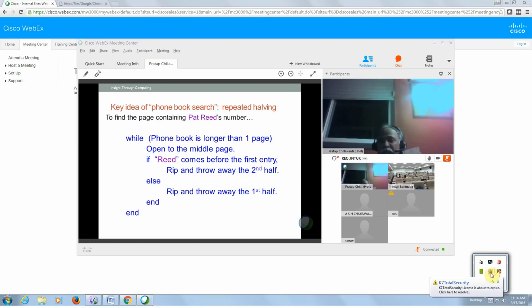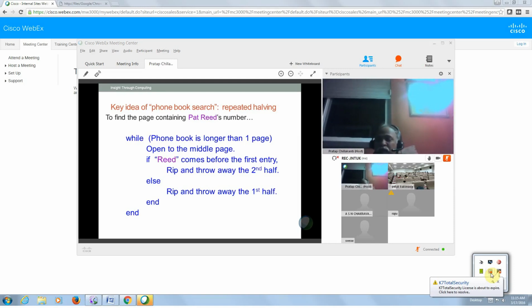So the basic algorithm is basically repeated halving. To look at somebody's number, in this case Patrick's number, most of the time you're opening the middle of the directory. So we compare it against Patrick's name, right? If it comes before, you follow the left side. The entire right is ignored. If it comes after the entry in the middle, then you rip off the left side and do the other side.